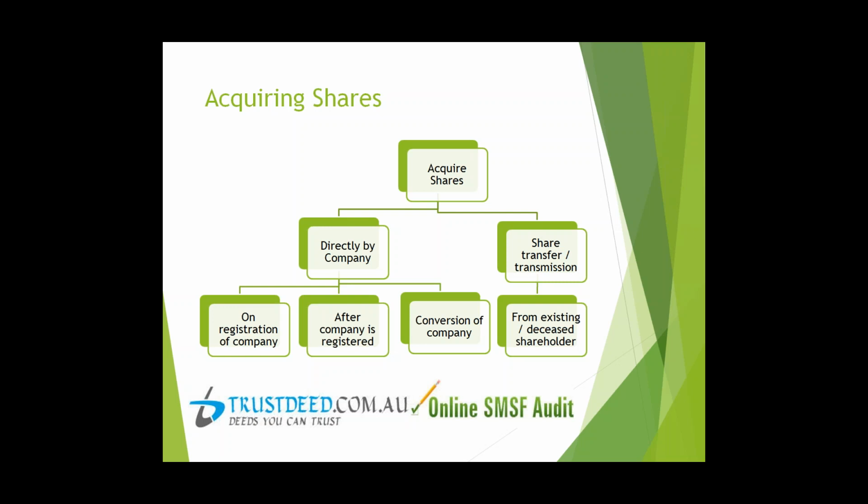Now let's go further to acquisition of shares from an existing shareholder. Subject to such restrictions as appear in the company's constitution, a shareholder may sell his or her shares to another person. A sale or gift of shares will be called transfer of the shares. If a shareholder dies, the shares get transferred to legal heirs and this is called transmission of shares.